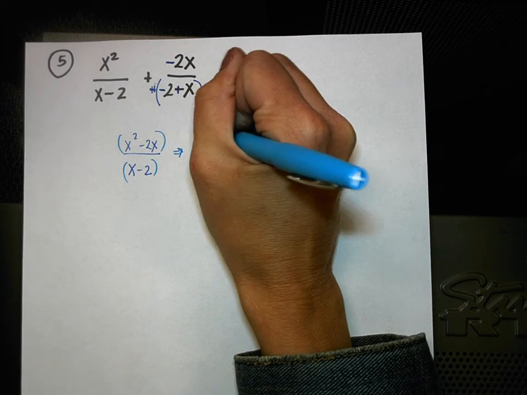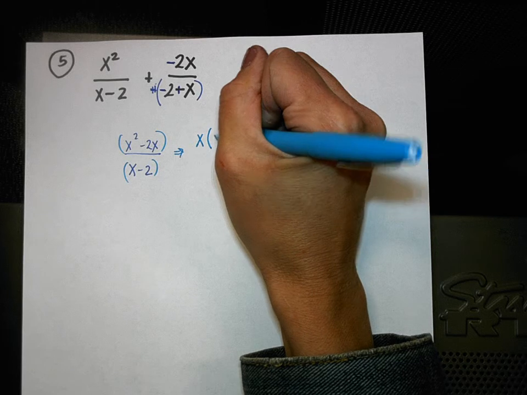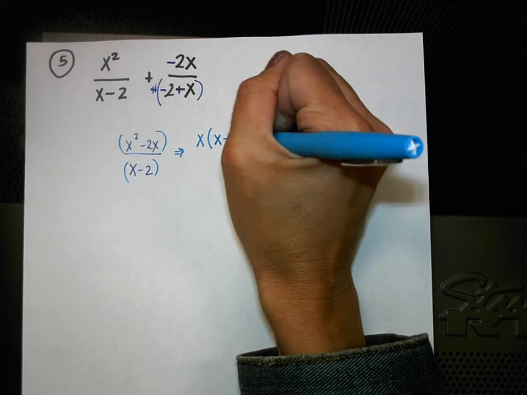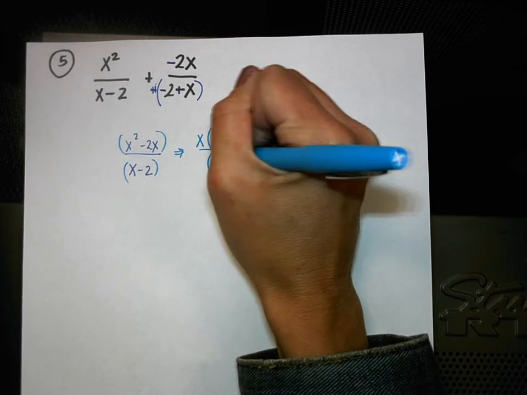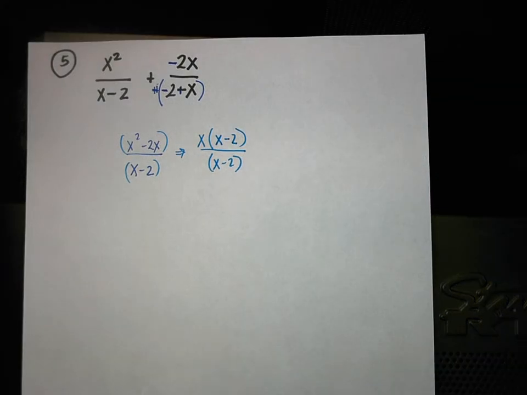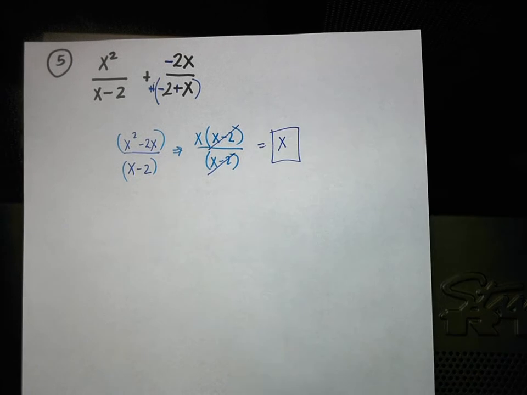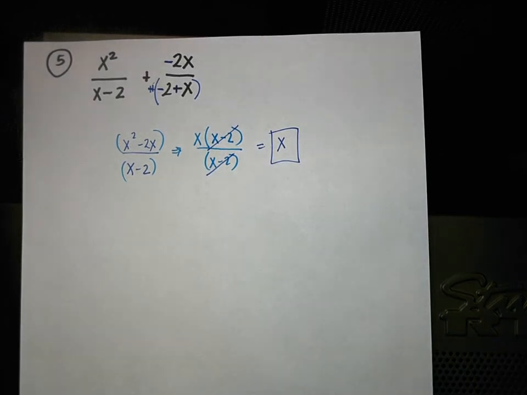So when I do that, I divide each of these by x. I end up with what? Good. My denominator is still x minus 2. And now that I've done that, what happens? X minus 2's cancel out, and my answer is just x. Any questions?